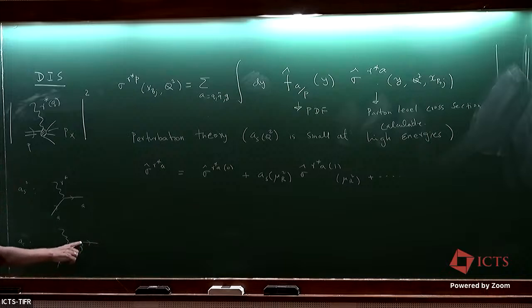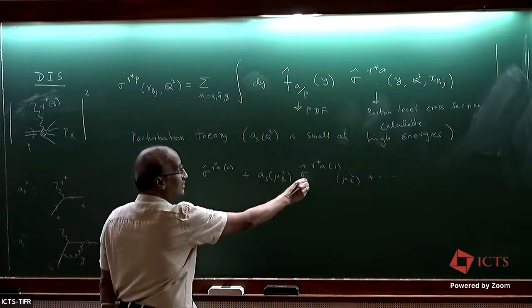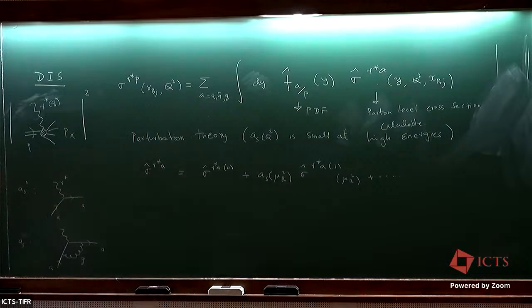A gluon exchange between this initial quark and the final quark. Okay, so this is A, this is A, this is gluon. This is typically a term that can appear, contribute to this sigma 1. Okay, what else will you get?